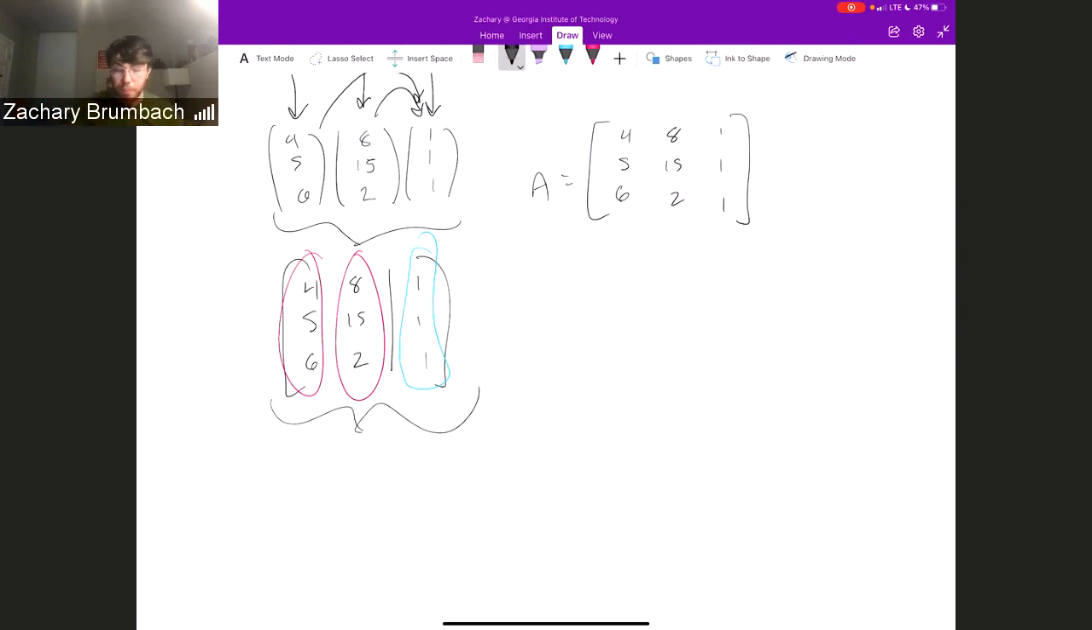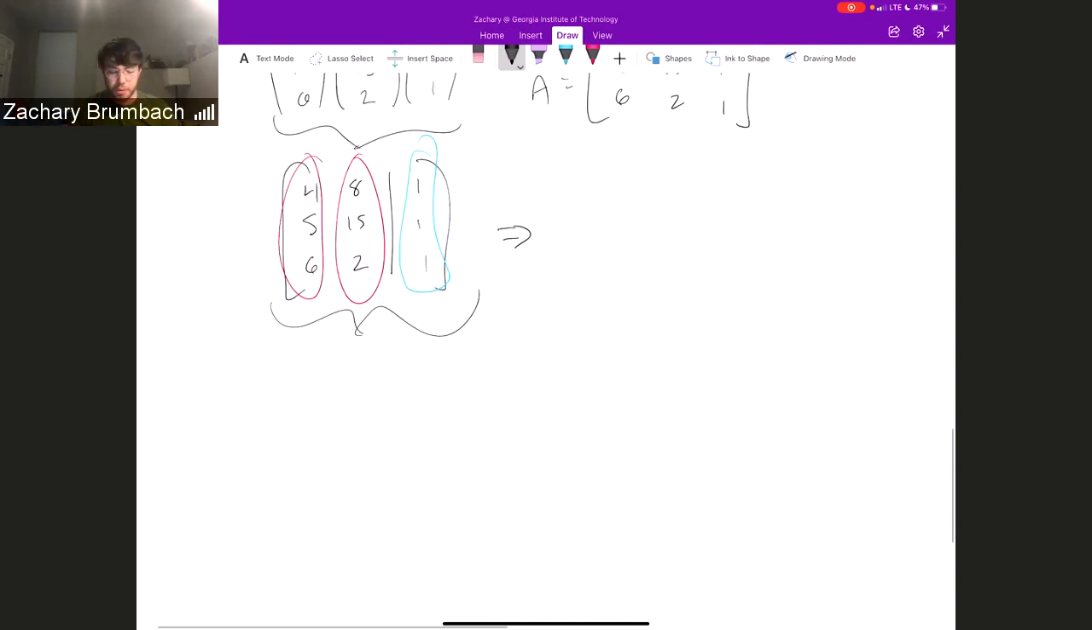This is also one of the worksheets, but I'm just going to go through it again. So we're going to put this in row reduced echelon form.